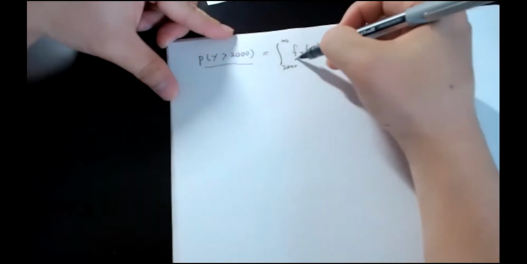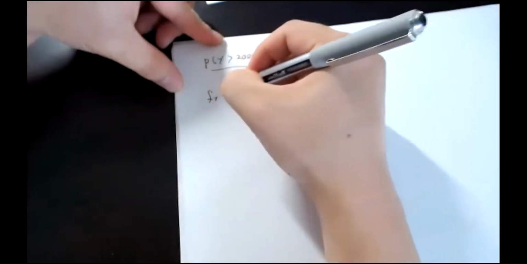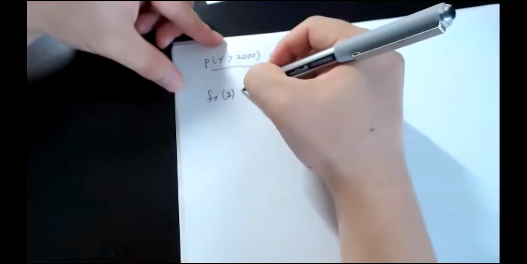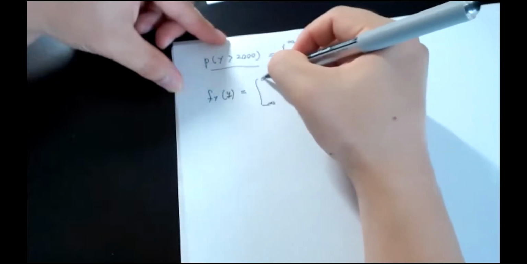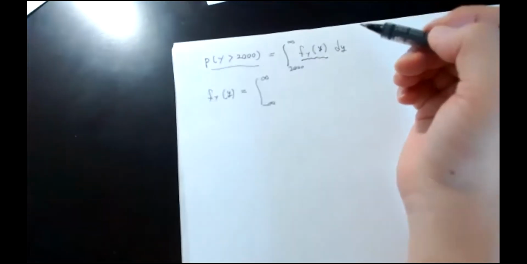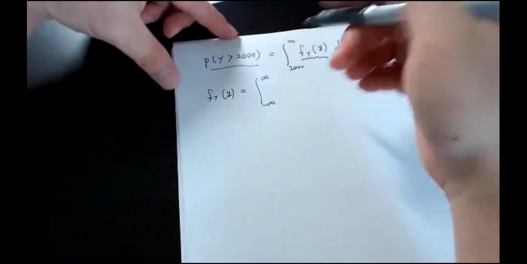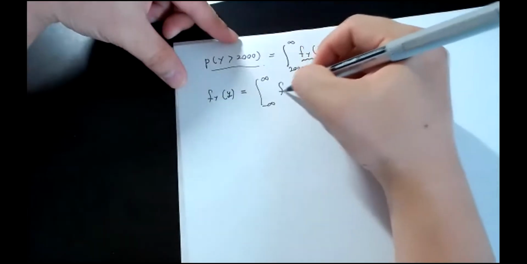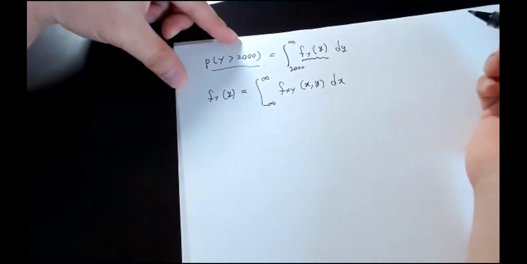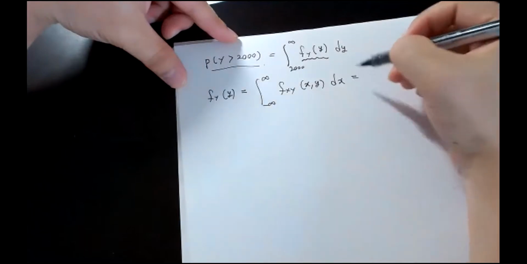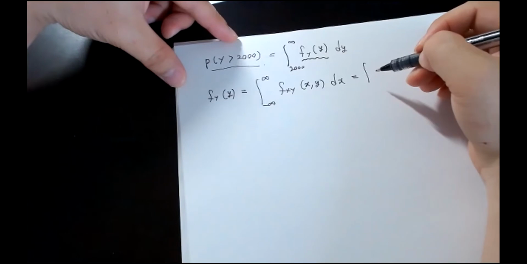We're going to figure out this one first. Okay. So f_Y(y) is equal to the integral from negative infinity to infinity. Let's just remind ourselves of the definition of the marginal PDF of y, which is the integral from negative infinity of the joint probability distribution of x comma y, and then dx, right? So we know the joint PDF.